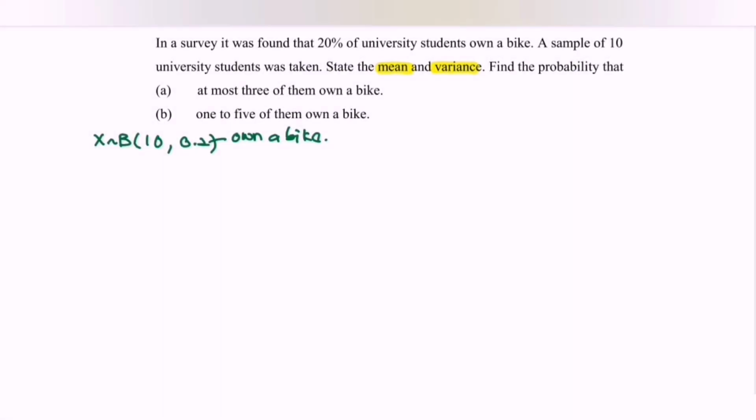Continue. Find the probability, part A. Probability that X is at most 3. So here we have 3. Focus on the words at most 3. So here we have maximum, or we can say X is less than or equals to 3 because they said at most. So kindly refer to the statistical table, where we have the formula 1 minus probability that X is greater or equals to 4.